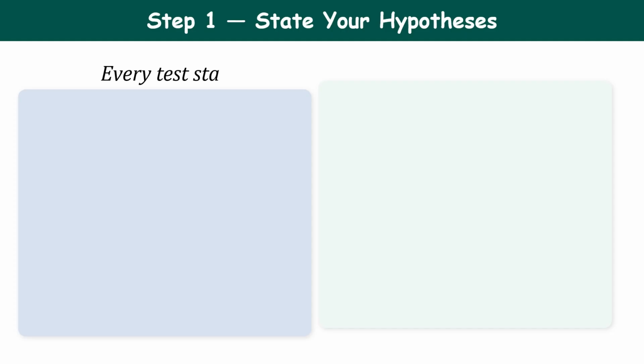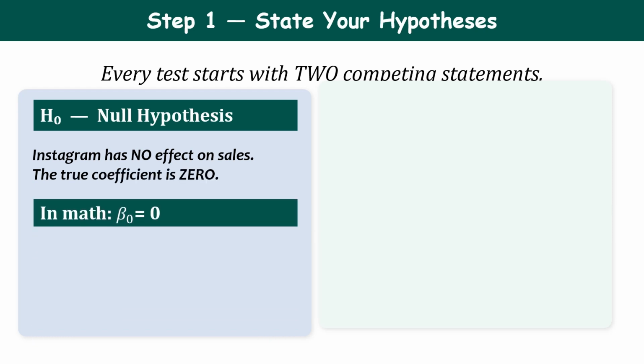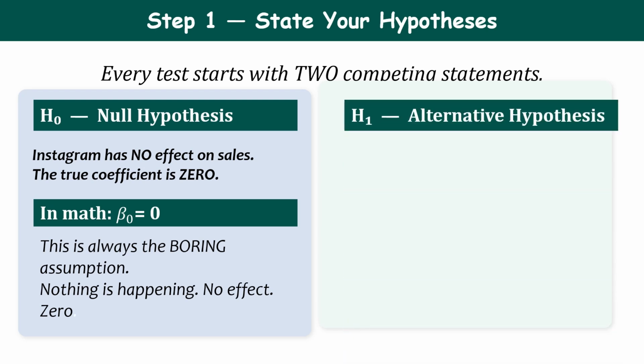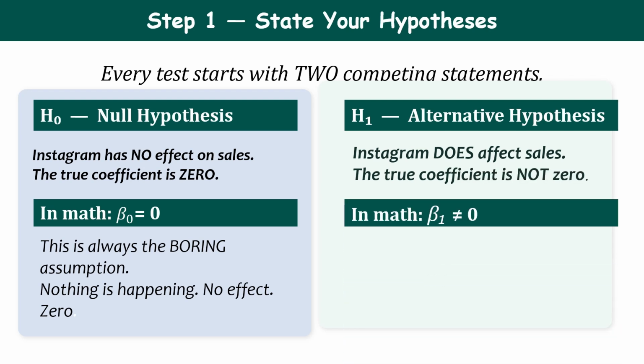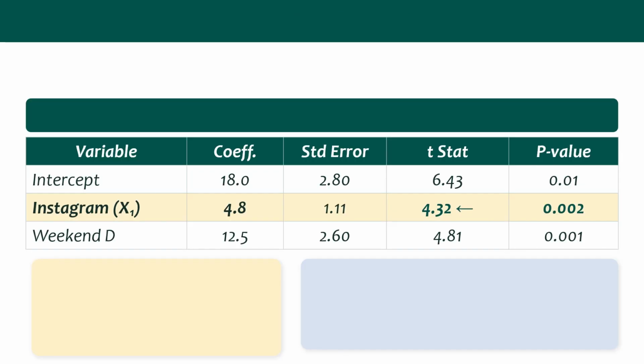Every hypothesis test starts with two competing statements. The null hypothesis, H0. Instagram has no effect on sales. The true coefficient is 0. This is always the boring assumption. Nothing is happening. The alternative hypothesis, H1. Instagram does affect sales. The true coefficient is not 0. This is what we are trying to prove. We assume H0 is true, then ask, is our data surprising enough to reject it?